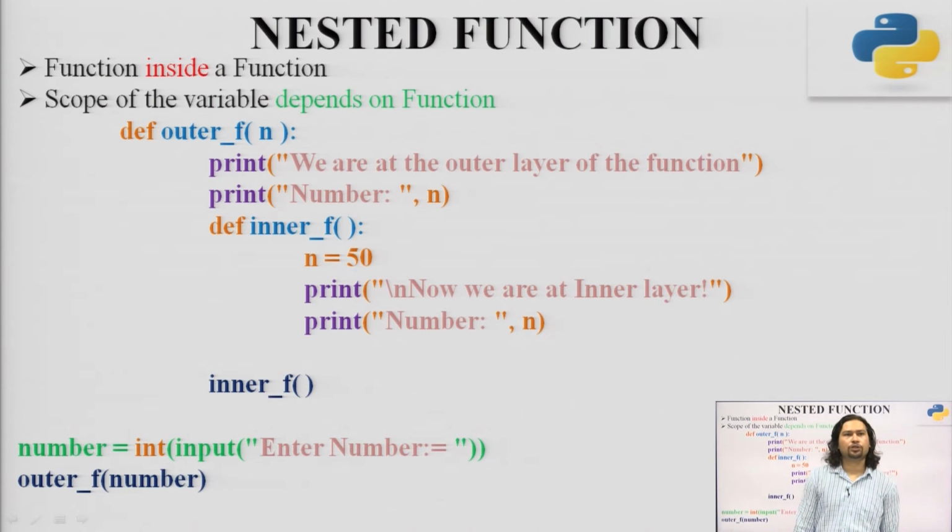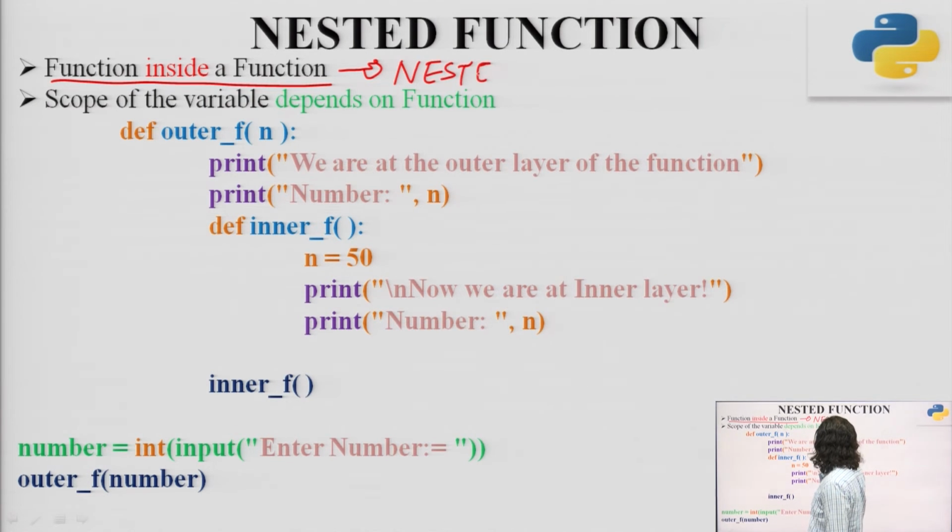The next important function, or you can say the application of the function, is the nested function. What do you understand by a nested term? Here you need to understand that whenever we call a function inside a function, it is referred to as a nested function. We have come across this term many times, like nested list, nested dictionary, nested loop, and right now the next one is the nested function.